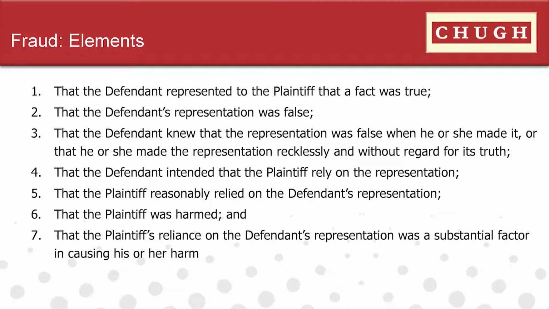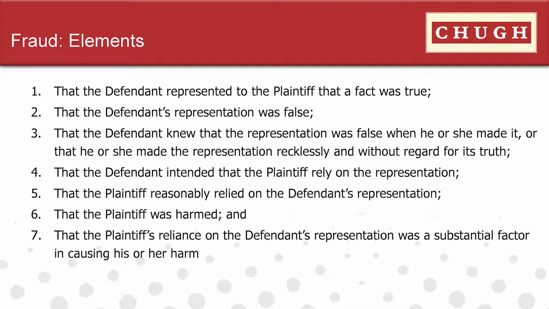And then the defendant has to know that what they're saying is false at the time that they're making that statement. Or at the minimum, there has to be a reckless disregard for the truth of that statement. The intent portion of the elements is actually one of the most challenging when it comes to litigation, and we'll get into that a little bit later. But the defendant needs to intend that the plaintiff rely on the representation, and the plaintiff has to actually rely on the representation. And then the last 2 elements have to do with damages.